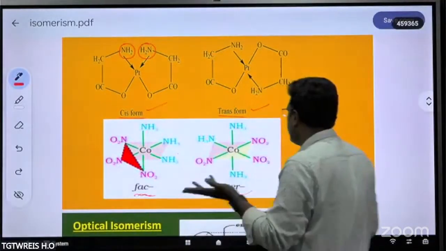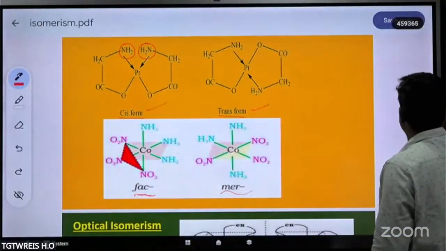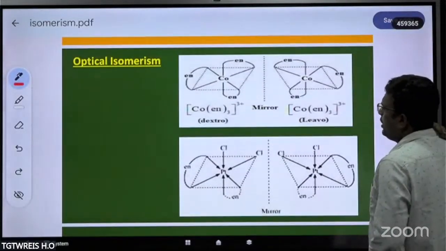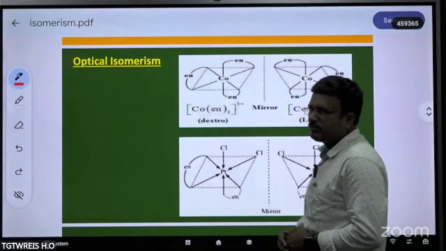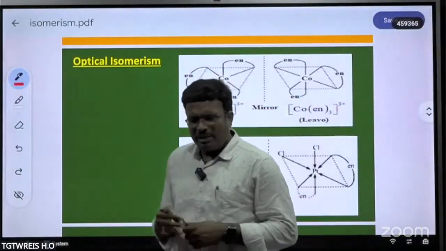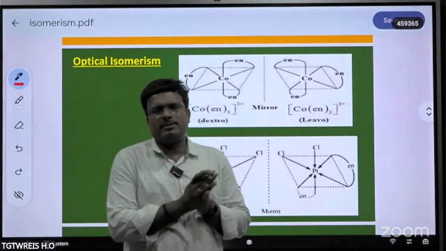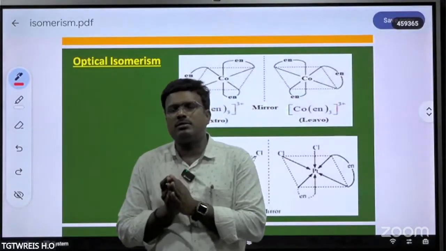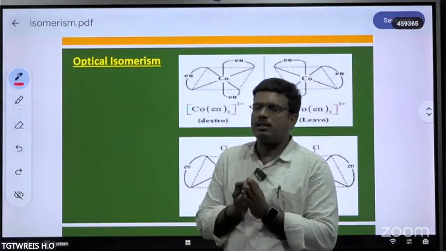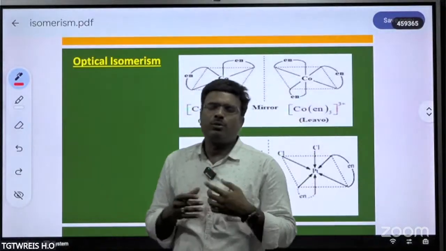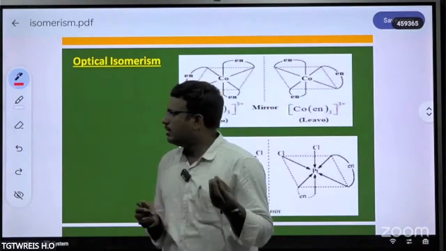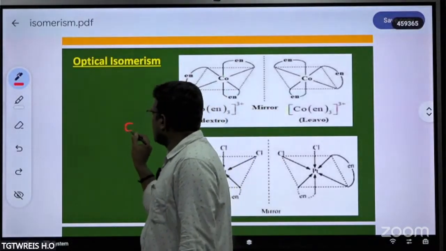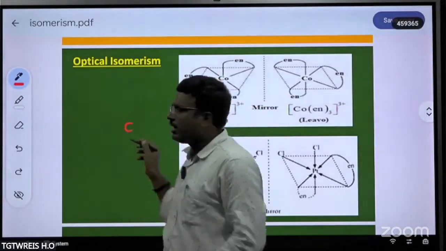In case of opposite direction, those are trans compounds. The last one is very important: optical isomerism. Optical isomerism means it is a type of mirror image. To observe these optical isomers, especially in organic chemistry, you need chirality. Chiral means any one carbon atom that forms 4 bonds, the tetravalency.